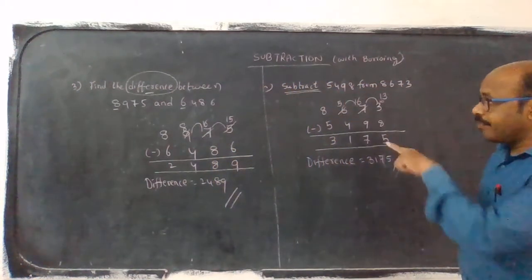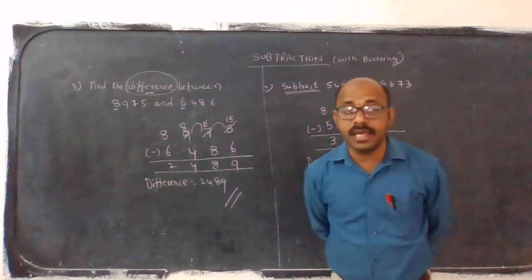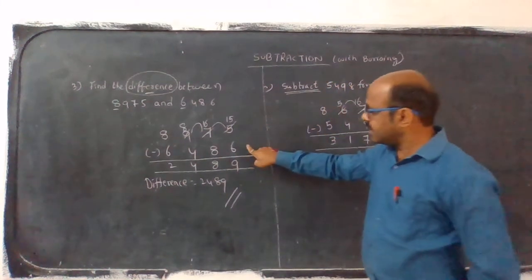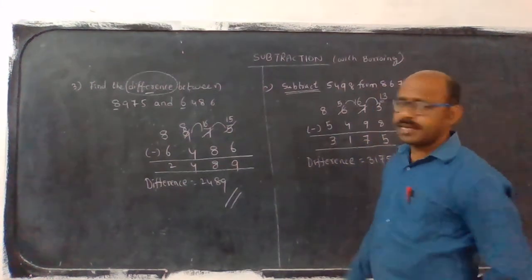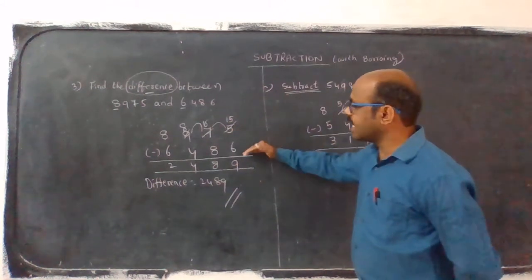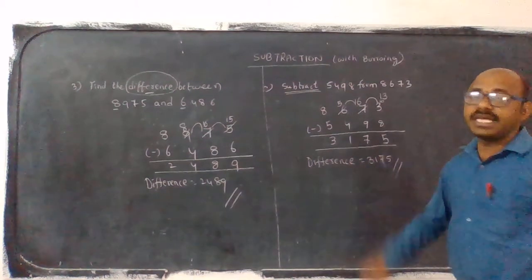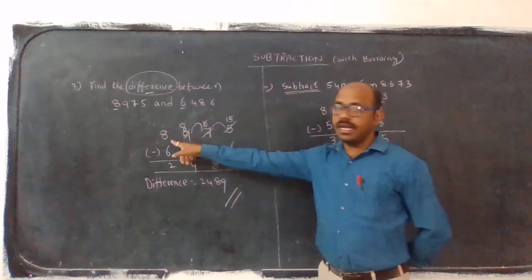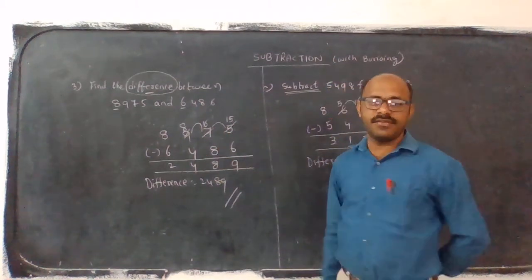See, in subtraction, the first row we call the minuend, then the second row we call the subtrahend. If there are zeros in the minuend place, not only the first digit but the other digits also zero, and a value is given in the subtrahend, how to do the subtraction?